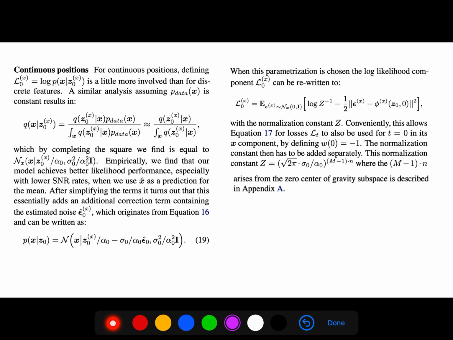defining L like that is a little more involved than for discrete features. A similar analysis, assuming P data, you can calculate this, which by completing the square, we find it equal to that distribution. When this parameterization is chosen, the log likelihood component can be written as the expectation of this. Now we are sampling x epsilon from this normal distribution that has mean 0 and variance I.